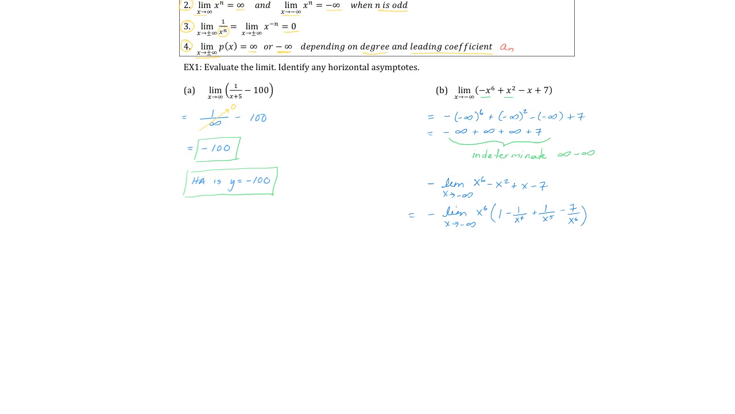So notice that all of the fractions where x is in the denominator, all of these are going to be 0 when I evaluate the limit, which leaves me with negative infinity to the 6 times 1, which would be negative infinity.